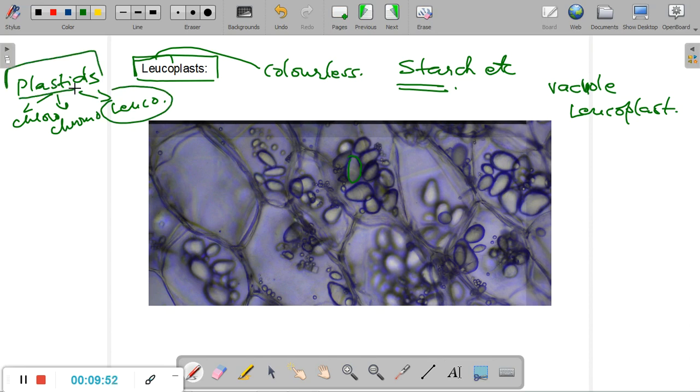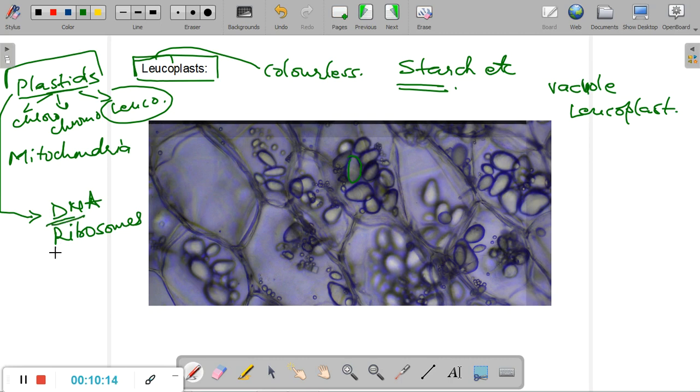Plastids have a very unusual property, very similar to the mitochondria. That property is that plastids, like mitochondria, contain their own DNA and also have their own ribosomes. I want you to think why they have their own DNA and ribosomes. We have already discussed it in the class. I would wish you to think about it, and we'll speak about it tomorrow in the classroom.